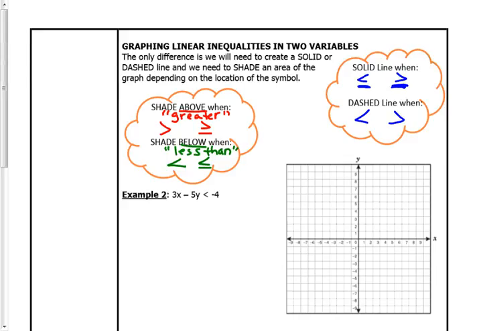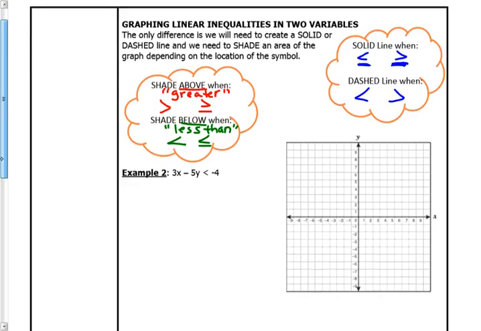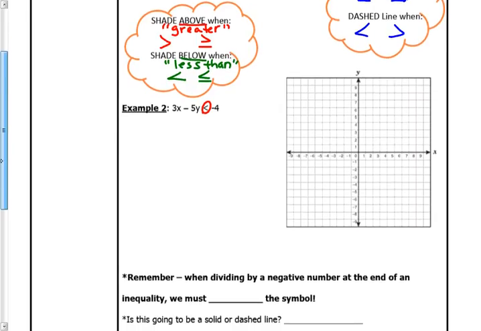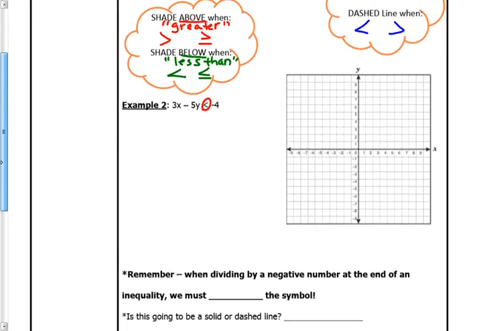All right, so let's try example 2. So we're going to treat this just as if this were an equal sign, okay, where we have to solve for y to put in y equals mx plus b form. But what we should notice right away is looking at this symbol, am I going to have a solid line or dashed line? Am I going to have to shade above or below?